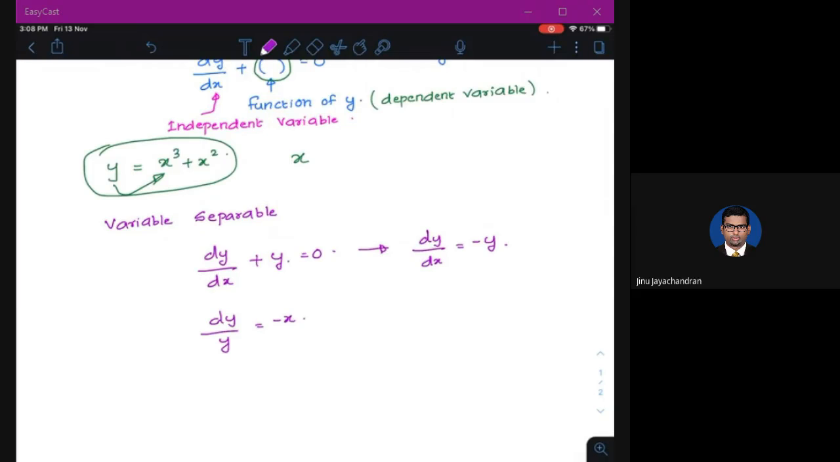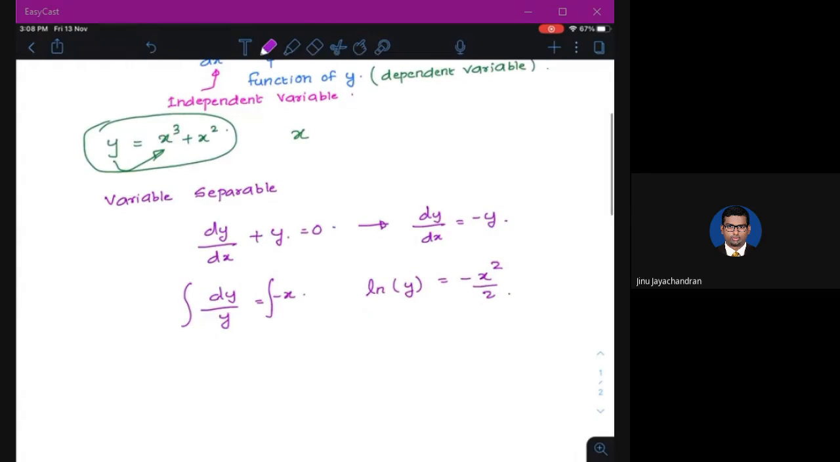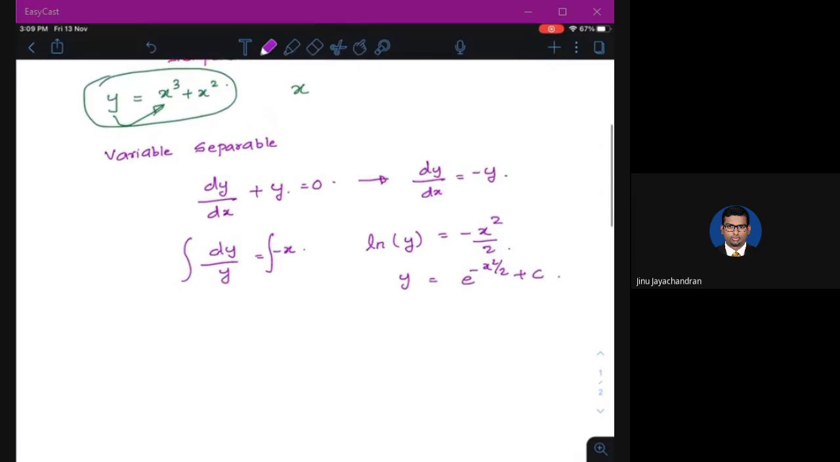You just cross multiply and integrate both sides. The integral of 1 by y is ln of y, or log of y with base e, that is equal to minus x squared by 2, something like this. And then you can write y is equal to e raised to minus x squared by 2 plus some constant. This is your normal mathematical solution. I just gave it to you so that you will understand the program better.